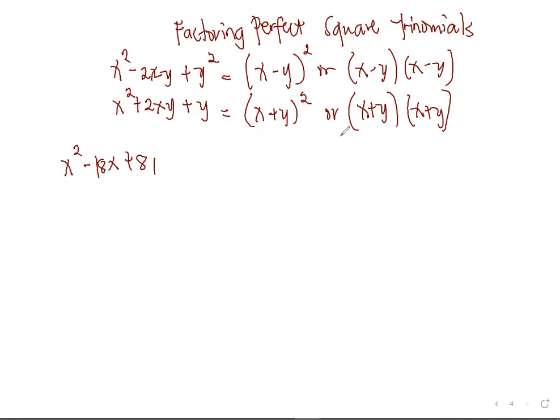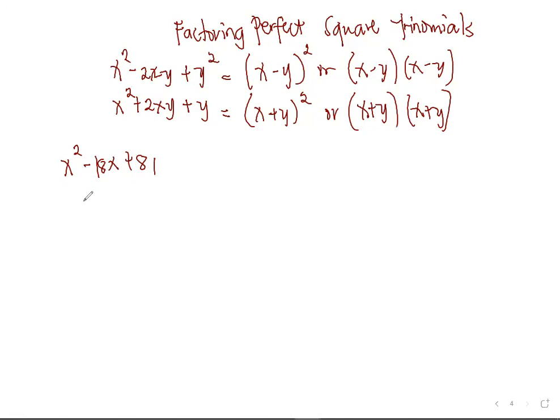Okay, so x squared minus 18x plus 81. Again, you need to consider the two operations. We have negative here and positive here, or subtraction and addition. So, saan po siya magla-lie down? Sa ating first expression, x squared. So your answer must be the square of x minus y.